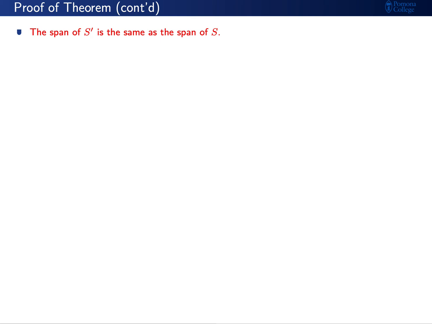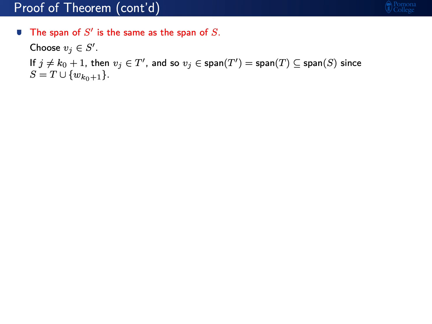Finally, we'll show that the span of S prime is equal to the span of S. So let's choose a vector v sub j in S prime. As before, we have two cases. First, if j does not equal k0 plus 1, then we see that v sub j is in T prime, but we also know from our inductive hypothesis that the span of T prime is equal to the span of T, which is contained in the span of S, since of course S is simply T union one more vector. So we do indeed find that if v sub j is in S prime, then v sub j is in the span of S.